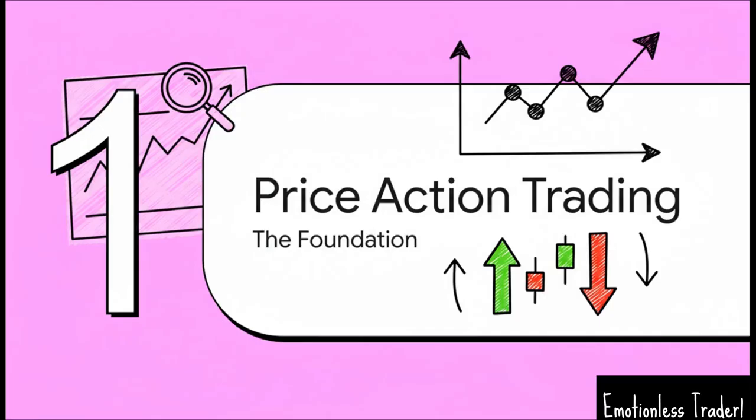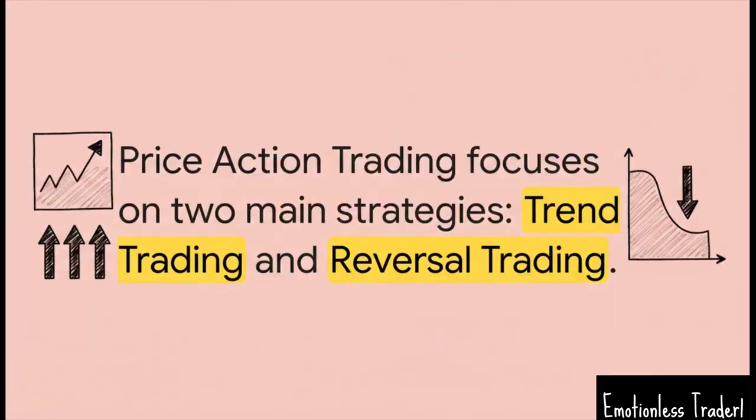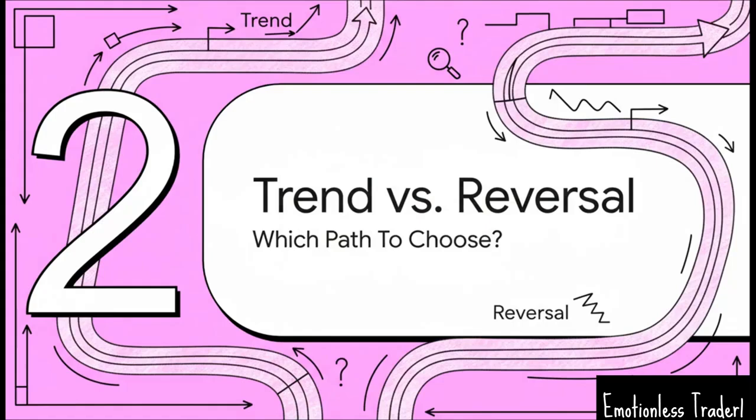So the foundation for everything we're going to talk about is something called price action trading. All that means is we're focusing purely on the price movement itself. No need to get bogged down with a bunch of complicated, fancy indicators. And really, price action trading boils down to 2 core ideas. You can either trade with the flow of the market, or you can try to trade against it. Let's break down what that actually means. So you've got trend trading versus reversal trading.